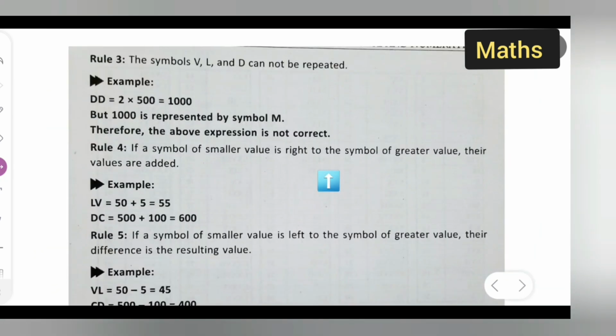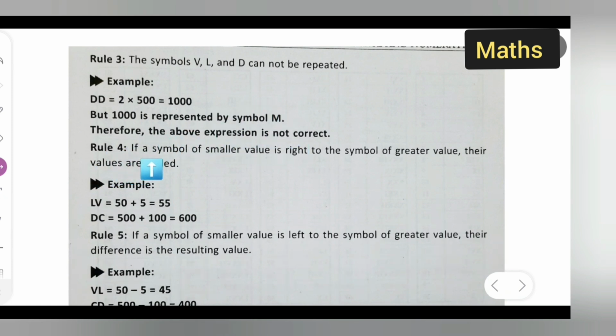Okay, next is rule number 3. The symbols V, L and D cannot be repeated. D D is equal to 2 multiplied by 500. So you will get 1000. But 1000 is represented by symbol M, therefore the above expression is not correct.